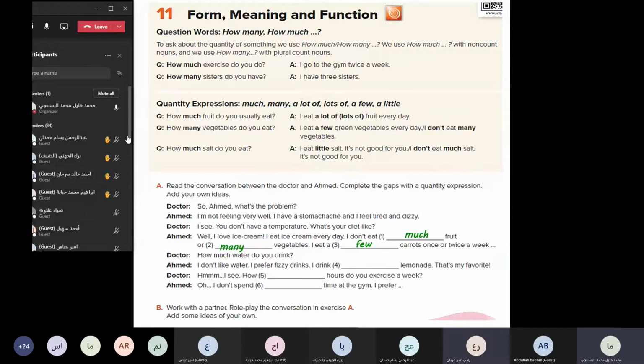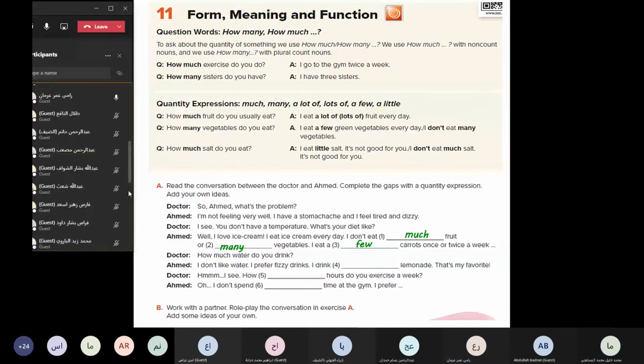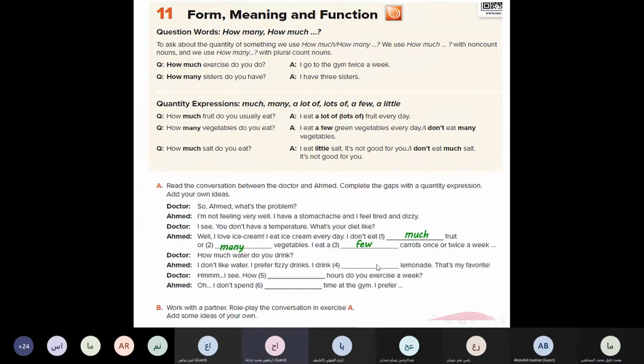How much water do you drink? I don't like water. I prefer fizzy drinks. I drink a lot of lemonade. That's my favorite. A lot of or lots of, the same. And both of them are used with countable and uncountable nouns.